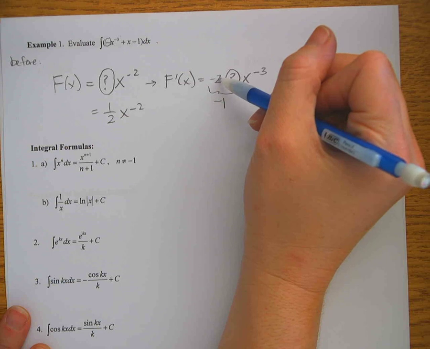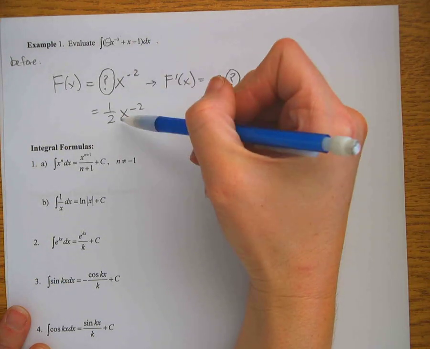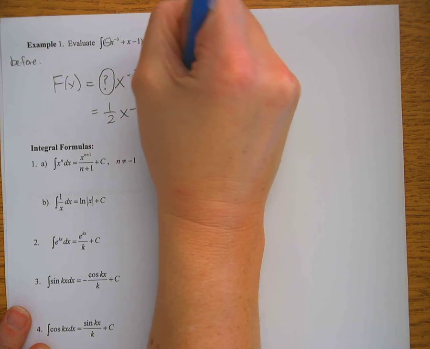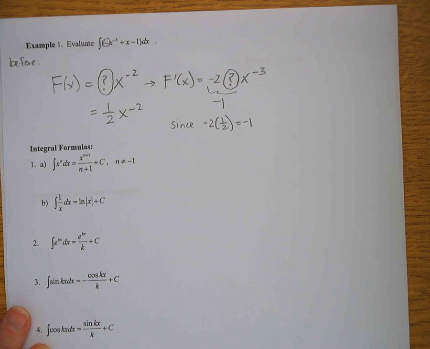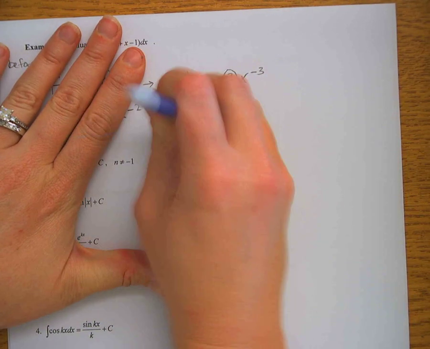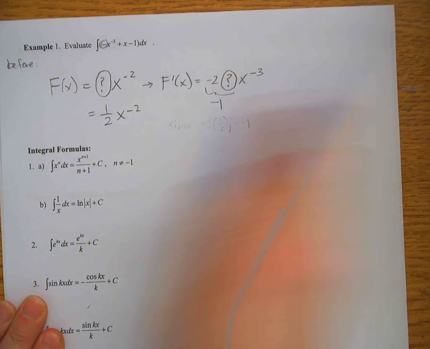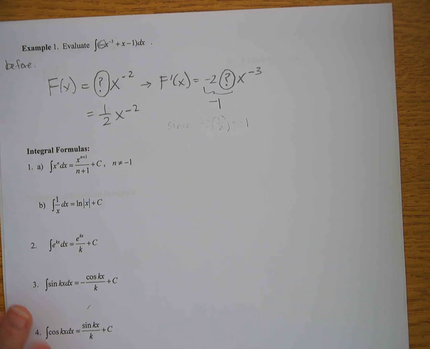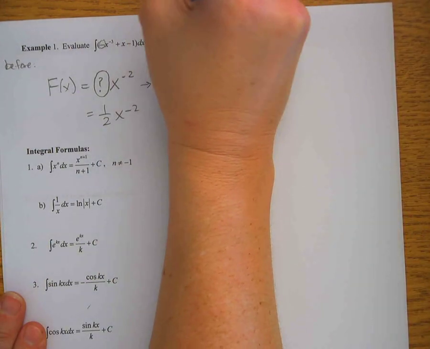In order for negative 2 times the mystery number to be negative 1, the mystery number would have to be 1/2, since negative 2 times 1/2 equals negative 1. Okay, so that's kind of how we did this. We sort of were like, all right, I need to think backwards and sort of guess and check and do some erasing. Okay, so far I've got the first part. I've got 1/2 x to the negative 2.